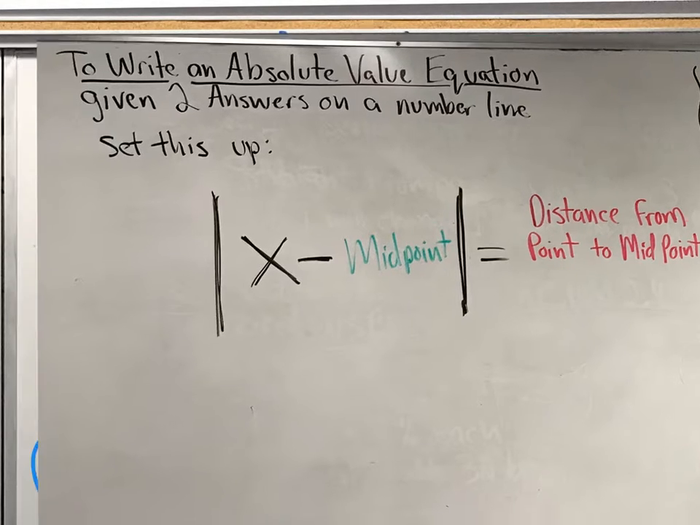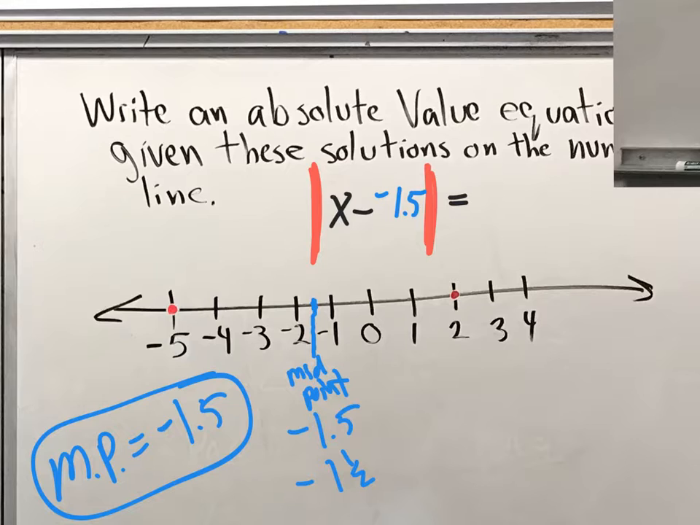So let's go back and let's find the distance from this guy to here, or from here to here. It's the same thing because it's in the middle. So it doesn't matter which one you pick. Let's pick this one. You go 1 unit, 2 units, 3 units, and then halfway more. So 3.5 is the distance from the point to the midpoint. So once again, it's 1 unit, 2 units, 3 units, and a half.